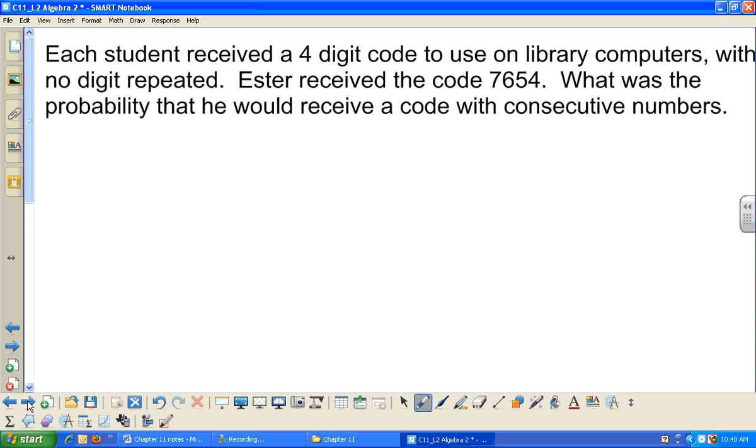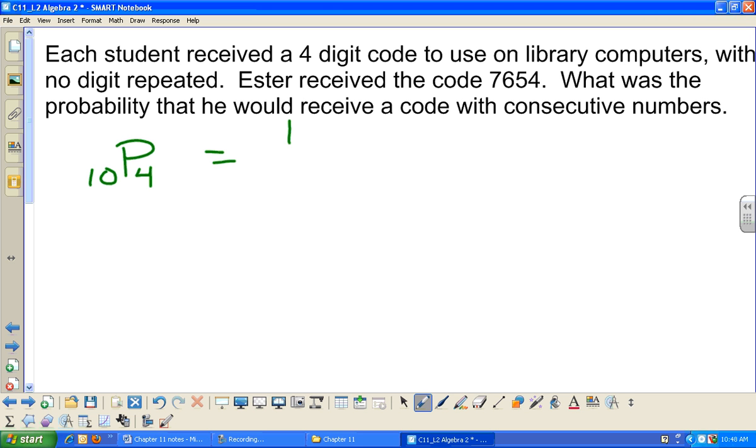Does the order matter here, yes or no? Yes, it does, because 7654 would be different than 6754. So my total is going to be a permutation. There's 10 different numbers I can choose from, and I'm choosing 4 of them. So right now I'm just looking for my total number.